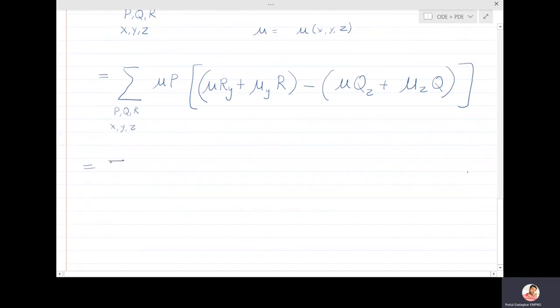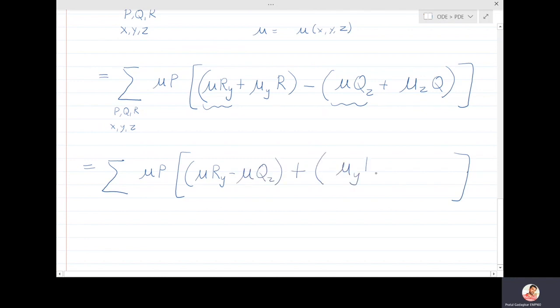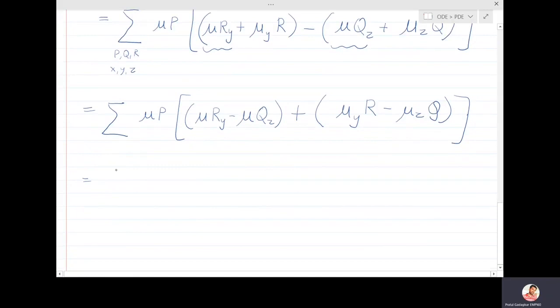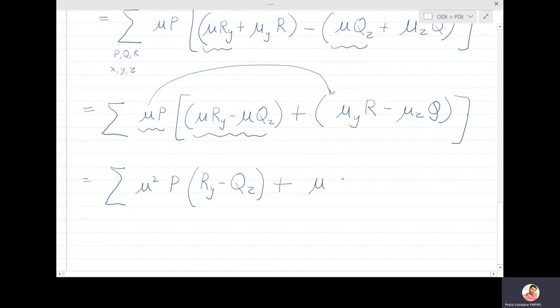Now I'm not going to write this again and again, which is equal to summation mu p, and to collect the terms here now, which is mu r y minus mu q z plus mu y r minus mu z q. Okay, which is equal to, separate out the summations, this mu p is going to multiply this term, so I'm going to get a mu square p into ry minus qz, plus this mu p will also multiply the second term, so it is mu right into mu y, let me write pr mu y minus qp mu z.